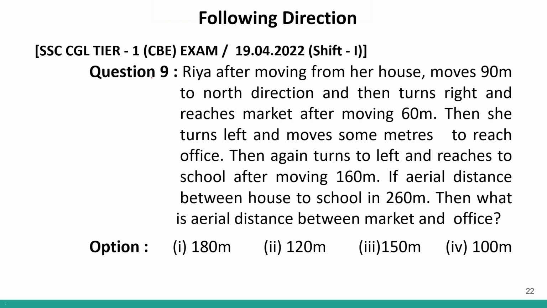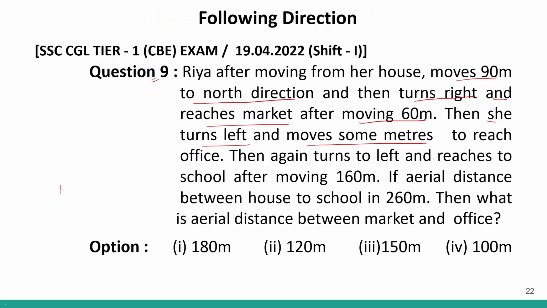Now, question number 9. Ria, after moving from her house, moves 90 meters to north direction. So let's say Ria is over here, house is over here, and she is moving 90 meters north. And then she turns right and reaches market. So from here, she turns right, reaches a market. Okay, after moving 60 meters. So this is 60 meters. Now, then she turns left and moves some meters. So it is not known to us how much she moves.